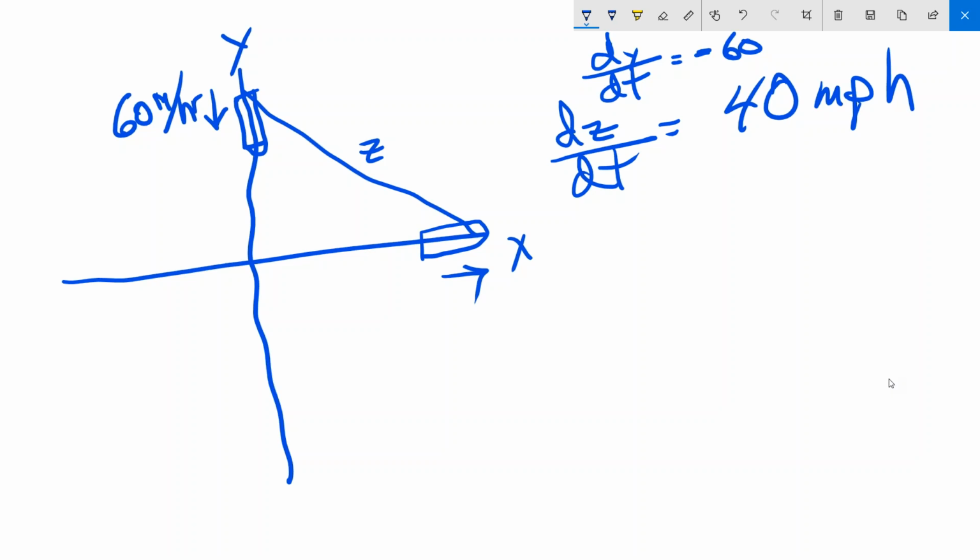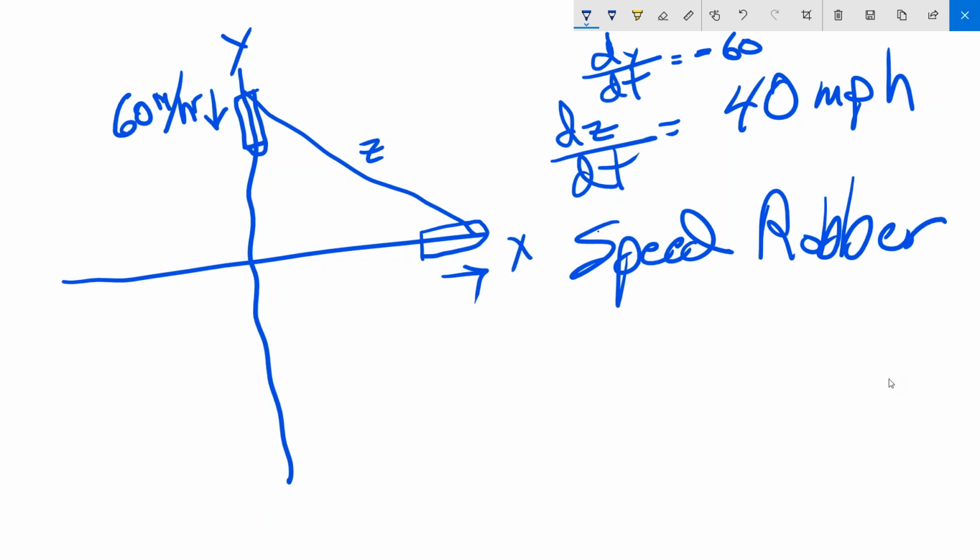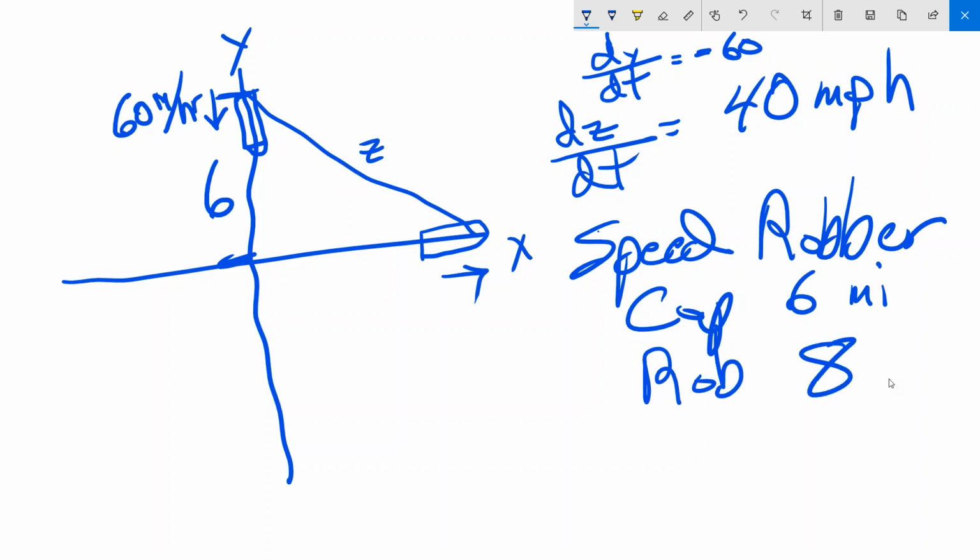And here's what they want to know: the speed of the robber car when the cop car is 6 miles from the intersection, and the robber car is 8 miles from the intersection. Okay, so we've got all of our givens and our instantaneous point in time.